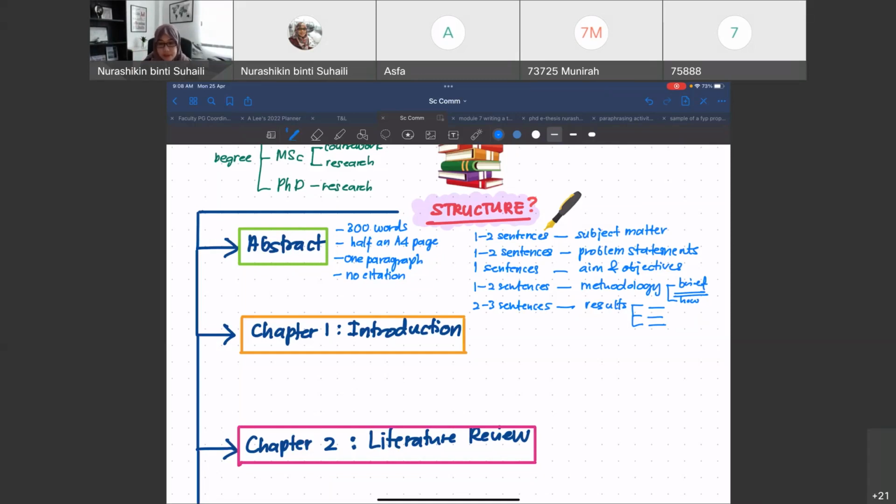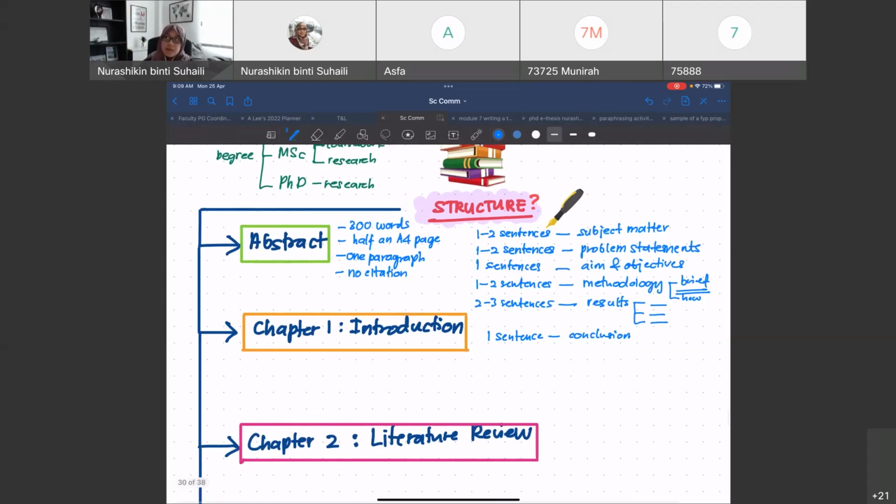And then after results, we should have the conclusion. Maybe one sentence, not much. In general, in summary, you can say the work has proven that maybe the new isolates... It's like one sentence that summarizes the results. You should state the take-home message of the research. One sentence, or maybe two sentences also can, but it depends on the length of the abstract that you have. Do not exceed 300 words.